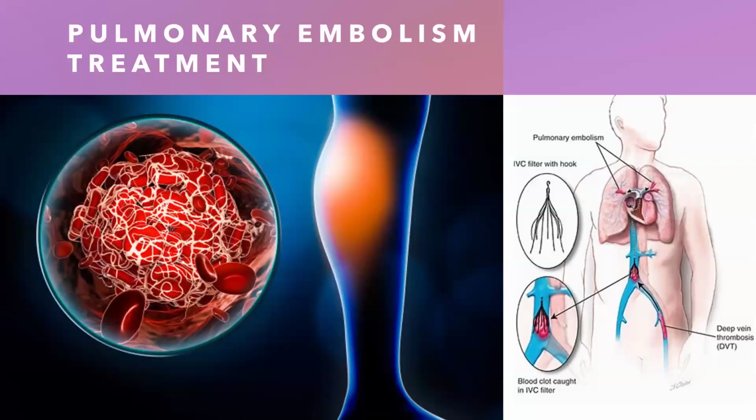And then sometimes we'll put in a vena cava filter, IVC, that will go into the person's lower abdomen, right above where the aorta is bifurcating into the left and the right femoral area. They'll put a filter in there to catch the blood clots before they go anywhere.